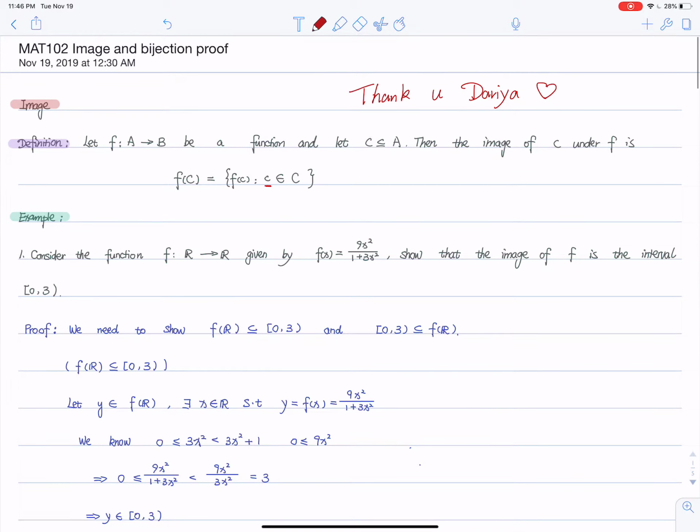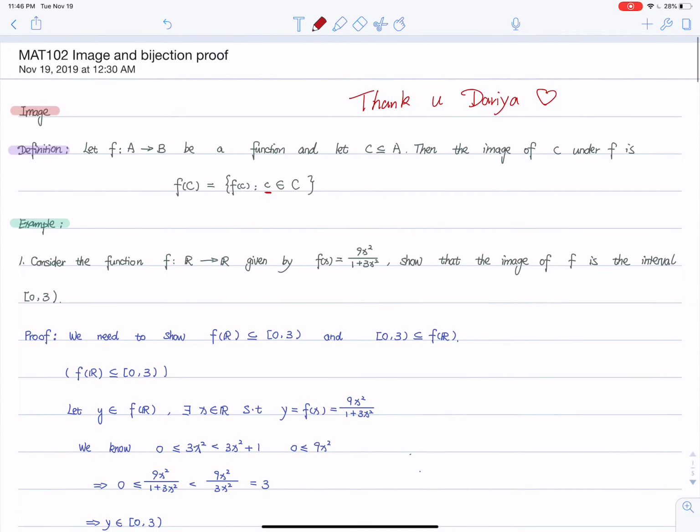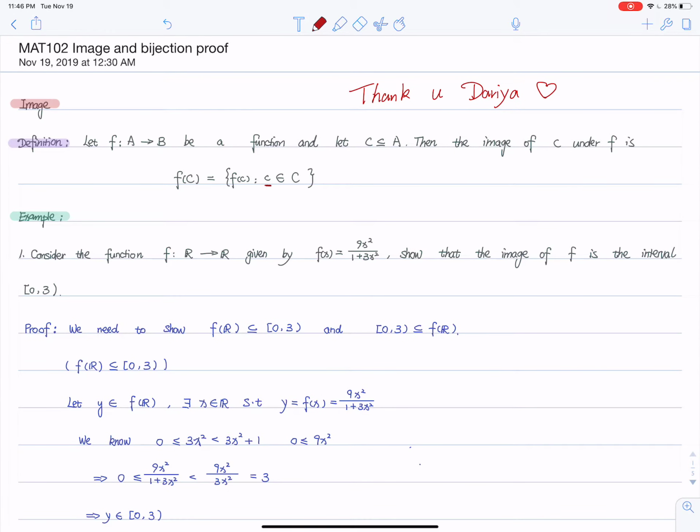I'm writing this down here because I feel like Mike could test you on the definition of image, the definition of injectivity, surjectivity, bijectivity, such things. So make sure you know the definitions.